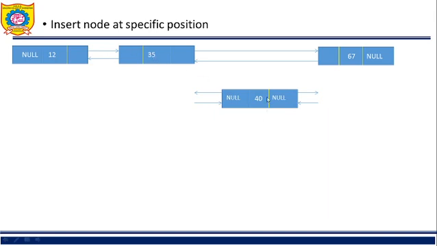But before that, create a node for the information that we want to insert by using the create node function. Once the create node function is performed, it creates the node, and that node's address is, for example, stored in the temp pointer variable.